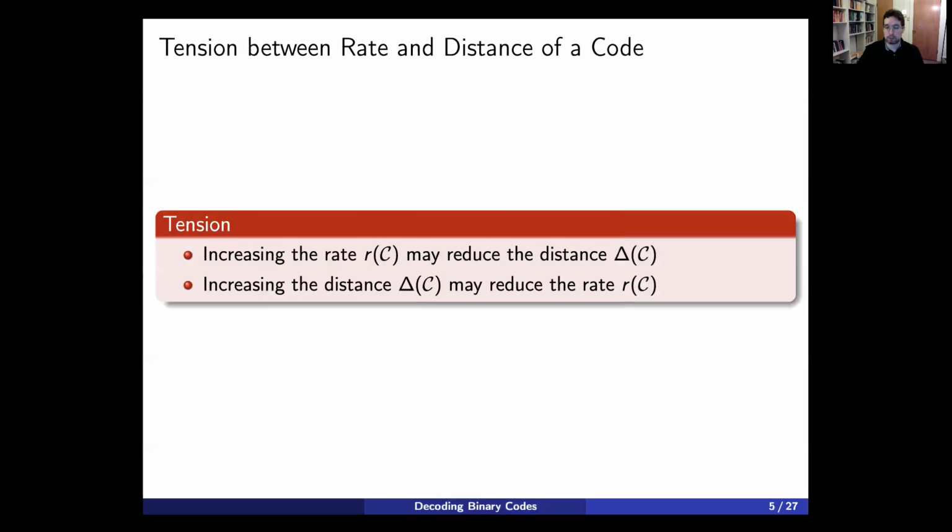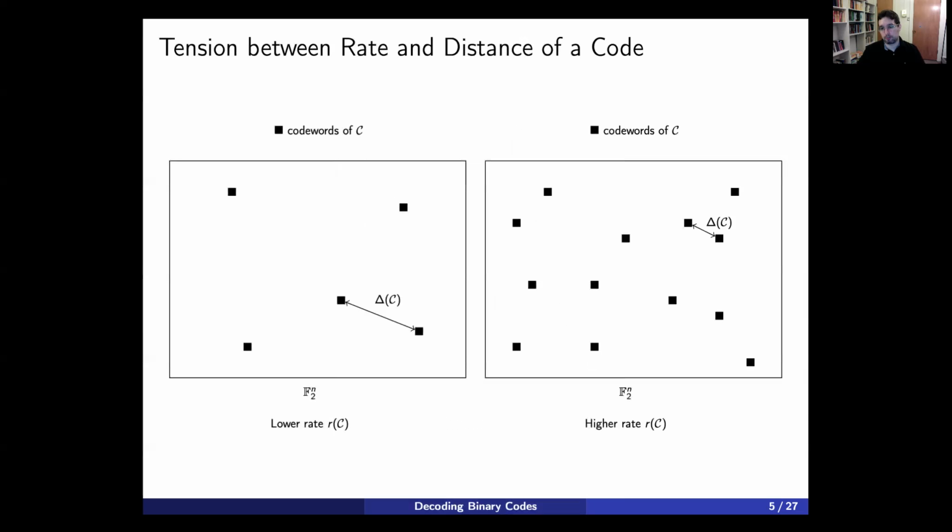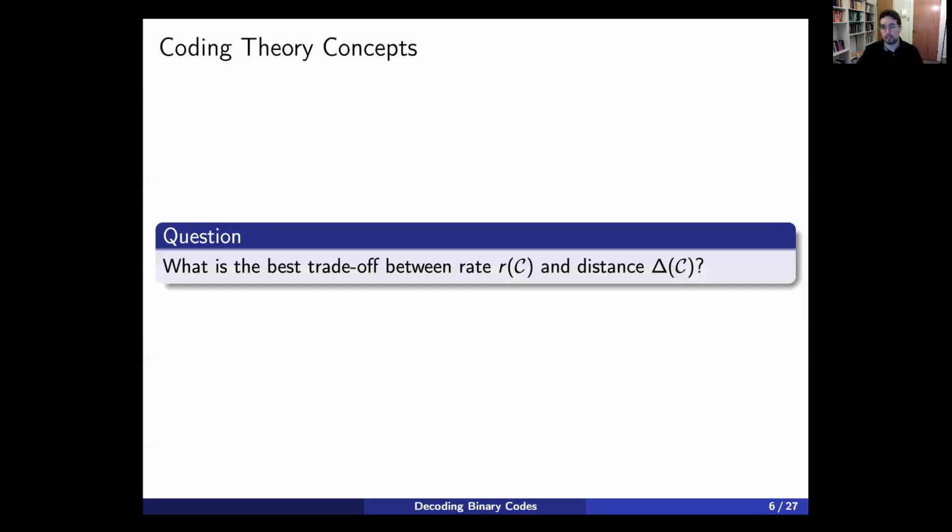And we have this tension. So you have the rate, how many code words you're packing, and you have the distance. If you pack more, they might be closer to each other. And if you require a larger distance, we might not pack as many code words. So in picture, this is a low rate code. You can have larger distance. And if you try to pack too many code words, they might end up having a smaller distance. So putting those two together, you see that there is a tension between the two. And the natural question is, what is the best trade-off that we can achieve, right?